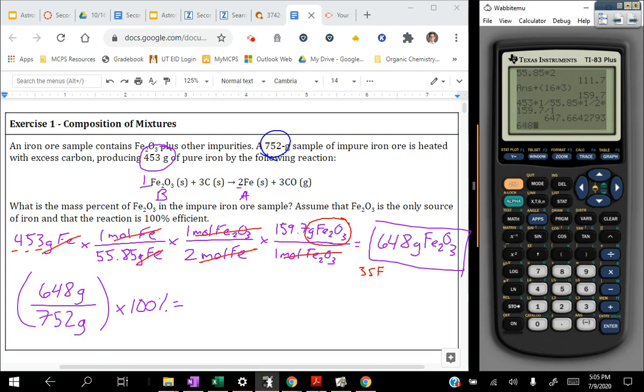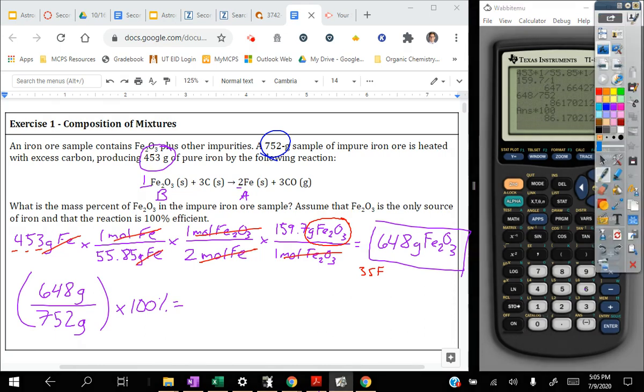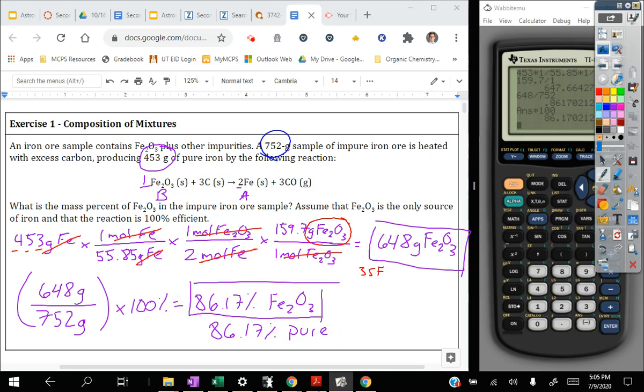So 648 divided by 752 times 100, and 86.17% of this sample is Fe2O3. Or you could say it's 86.17% pure, depending on how the question is being asked. The remaining 13 point something percent would be the impurities. So, like I said, it could have some zinc, could have some dissolved gases, a lot of different possibilities after it's been sitting there cooking in the Earth's crust for a long time.